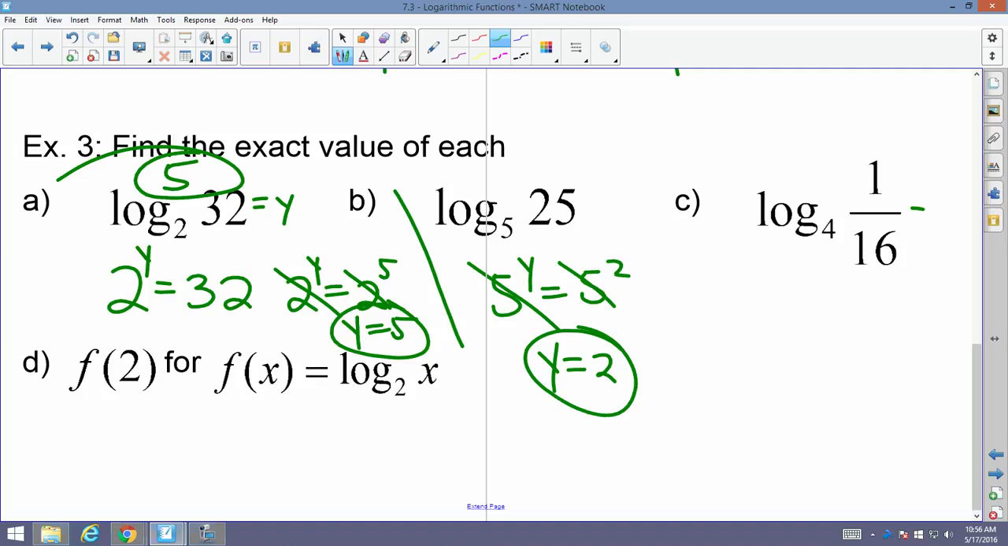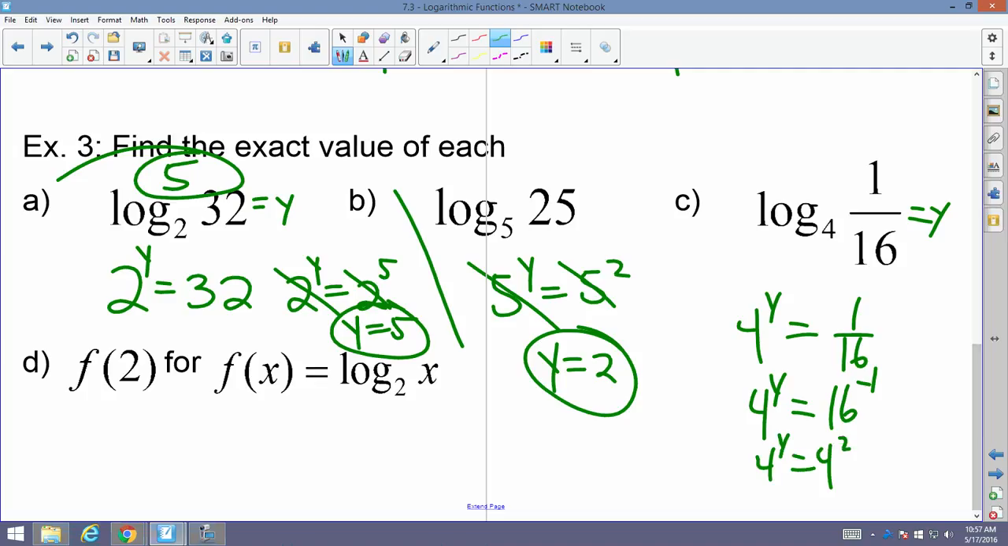This one right here: 4 to the y equals 1/16. 4 to the y equals 16 to the negative 1. 4 to the y equals 4 squared to the negative 1, rather, so 4 to the negative 2. Y equals negative 2.